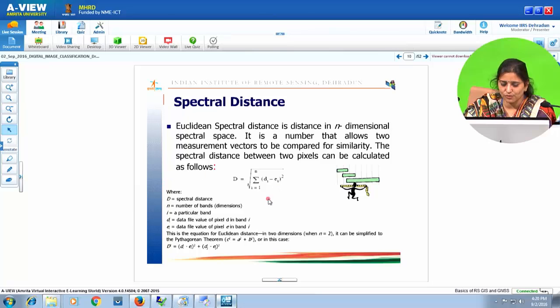So, the difference in pixel value between two pixels in a band, square of it, and go on summing throughout all the bands. That means if you have n bands, you go on doing it n times. For every band you have one difference, square it and sum it up, and then finally take a square root of it. So that would be called spectral distance. It is the simple Euclidean distance that we have done in our class 8th or class 9th.